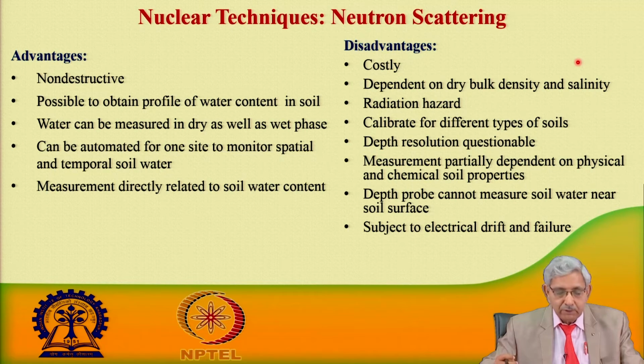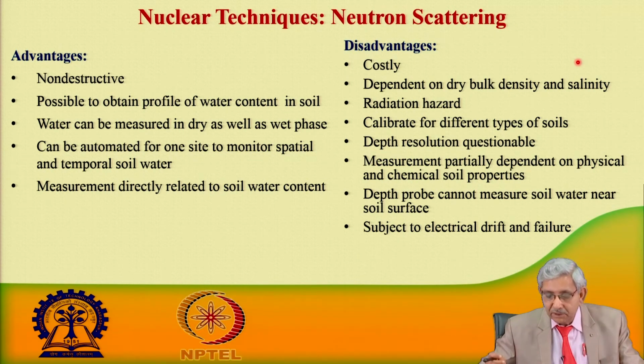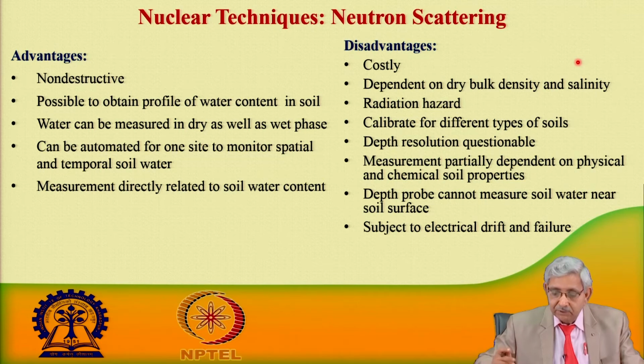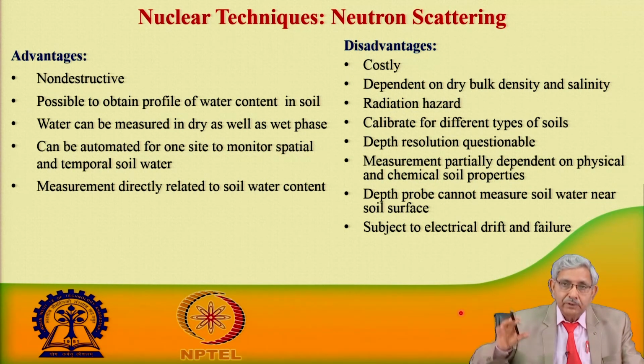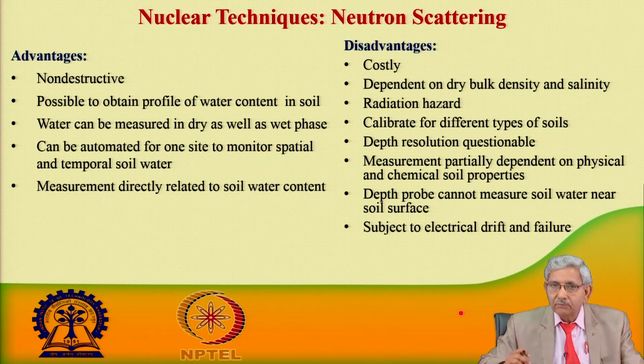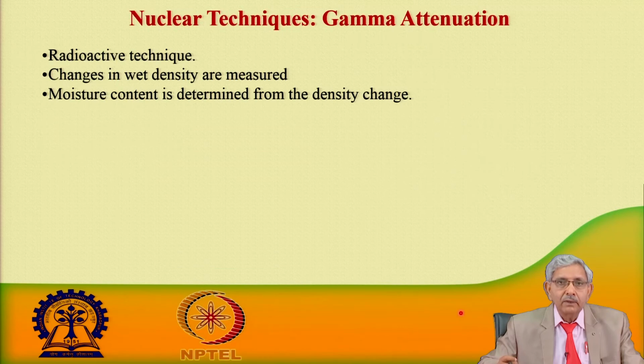There are some disadvantages or limitations: it is a costly equipment, it is dependent on the bulk density and salinity. There is a radiation hazard. This is one of the major limitations of using this equipment, and particularly when we are taking observations from the first 15 centimeter of soil, the fast emitting neutrons may come above the surface. So, this is not recommended for shallow depth soil water monitoring.